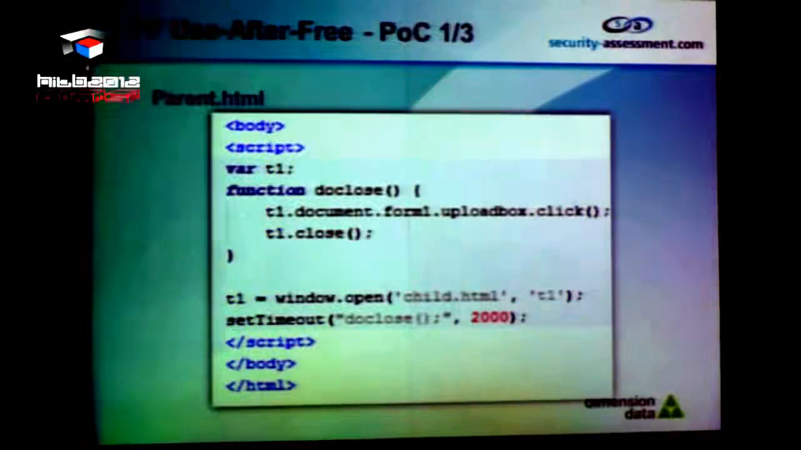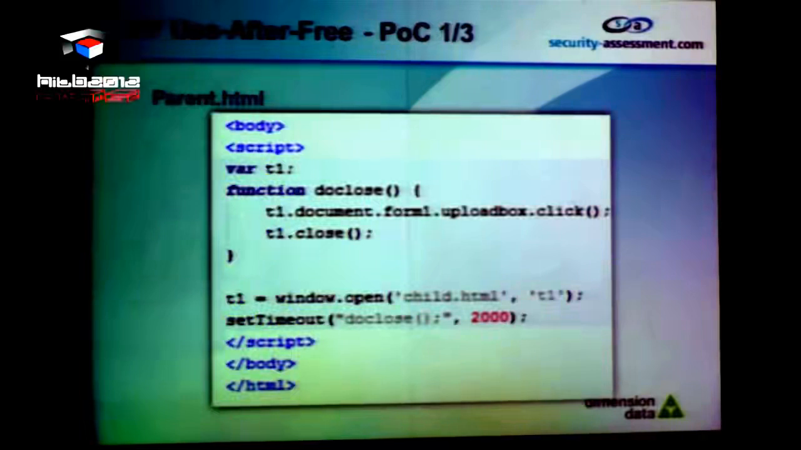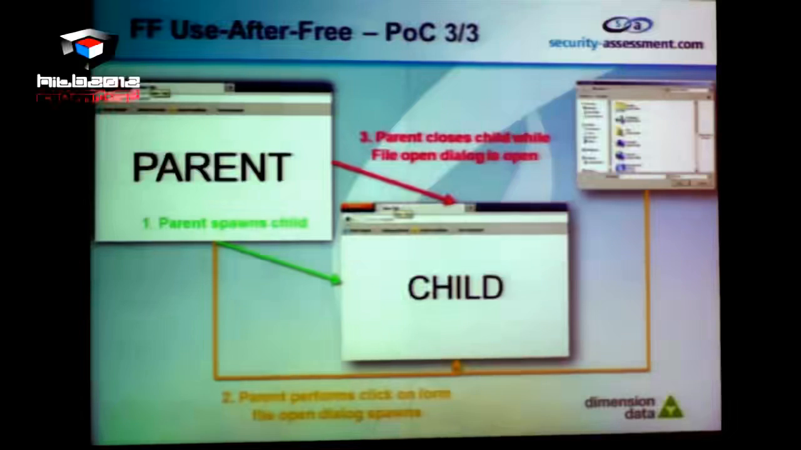The parent opens, or spawns, the child, then there's a setTimeout function, in this case doClose, which is triggered after 2 seconds. Then it clicks on the input file from the parent, and then it closes the child. To make this simple, I tried to picture it: the parent spawns the child, then clicks on the form, which calls Windows to spawn the file open dialog, and then the parent tries to close the child while the file open dialog is still open.